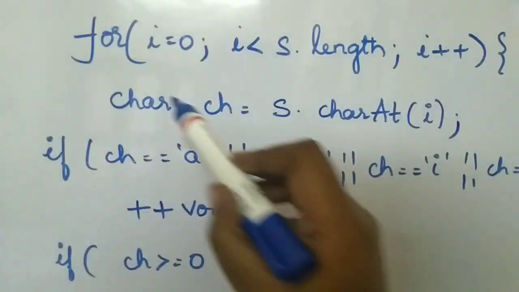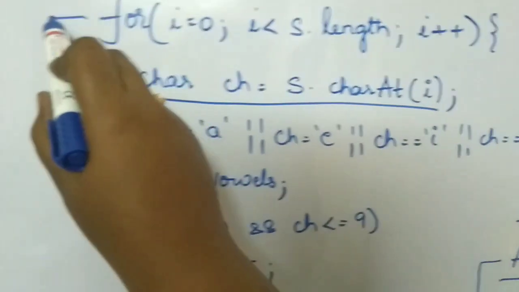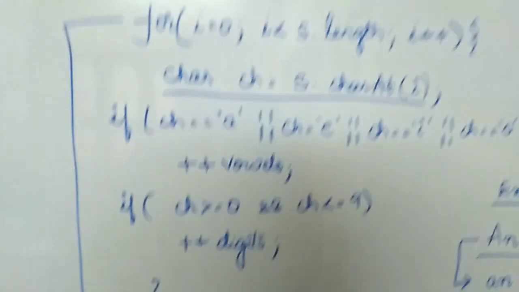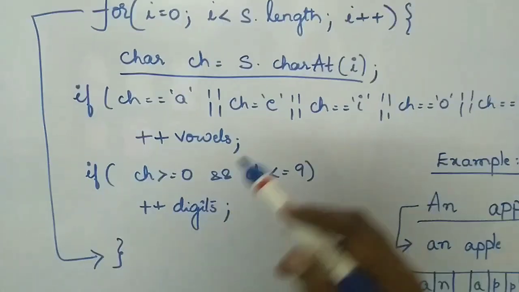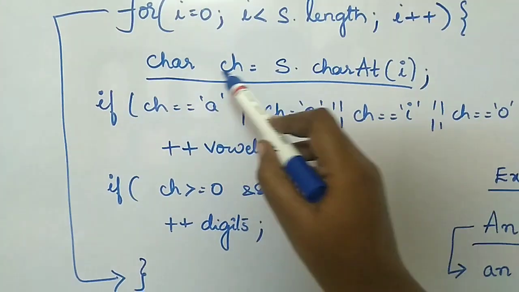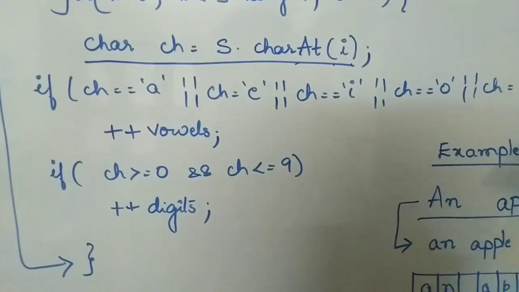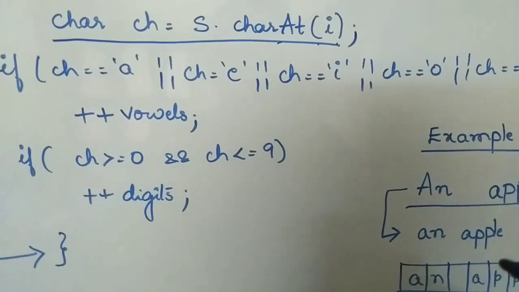Okay, right. In the next step inside the loop, so this is the loop. This for loop will start here and it will end here. So this is the scope of this for loop, and this is the block of the for. Inside this we are saying char ch is equal to s.charAt(i). Now we'll be extracting each and every character from the string.